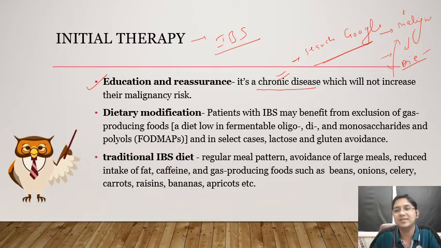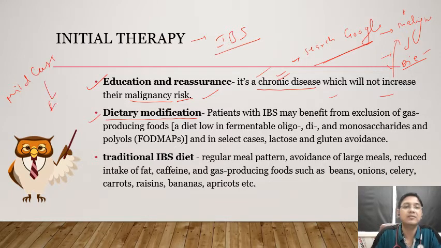So you have to tell the patient that this is not a pre-malignant state. This will not increase the risk of malignancy. So he is fine, totally fine. The disease is totally okay and it's curable. What he needs to do is just follow your instructions. The second most important thing you have to do is diet modification. This is the most important part.